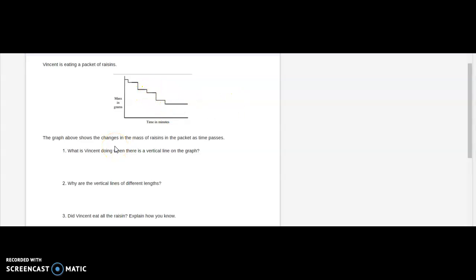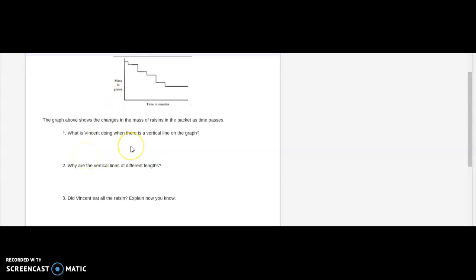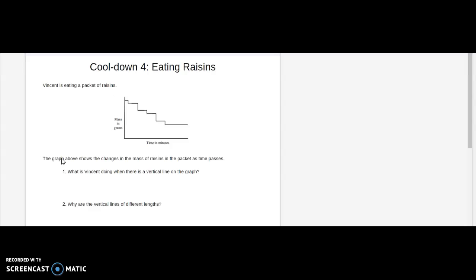Think about the guy who was moving around the carousel. Why are the vertical lines different lengths? Why do you think that? And did he eat all the raisins? You're going to explain why. Pretty easy, simple checkpoint. Make sure that you do complete it by the end of this week. But other than that, have a great day and let's get learning.